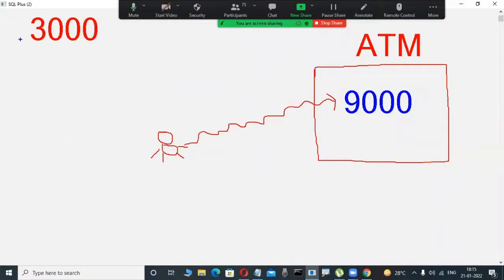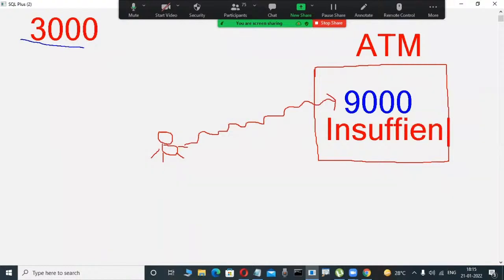Here my balance is 3,000, but how can I get 9,000 rupees? Impossible. In this case, it will give a message. Are you observing it or not on your ATM machines? Maybe some message will be displayed, such as "insufficient funds."